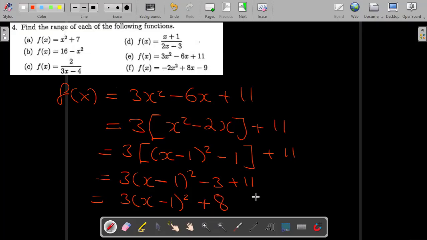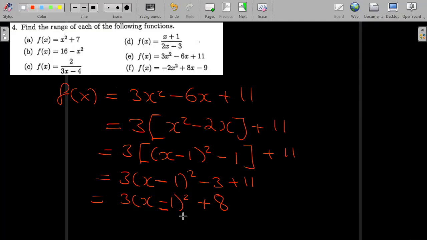Now, what do I do from here? From the formula, when you factorize, you know that this part here of the function is your x coordinate of the turning point, but you have to multiply it by a negative sign.